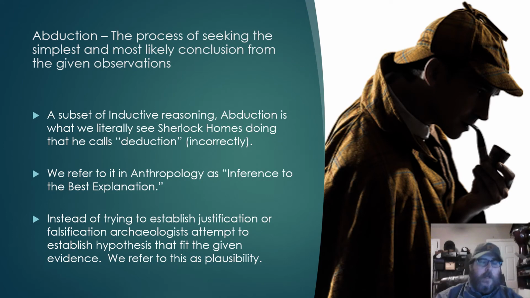The specific type of thing he was doing was referred to as abduction. It's the process of seeking the simplest and most likely conclusion from given observations. It's a subset of inductive reasoning. Abduction is what we literally see Sherlock Holmes doing that he calls deduction. And again, he did that incorrectly. We refer to it in anthropology as inference to the best explanation.